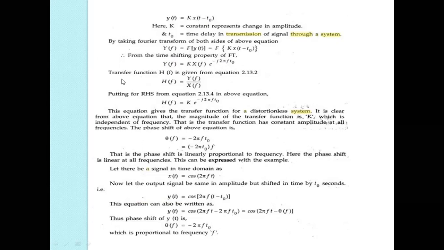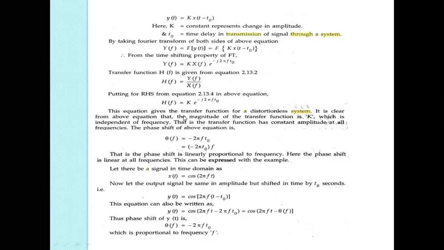Okay, my dear students. The transfer function H of f is given by the equation H of f is equal to y of f by x of f. Cross multiplying and substituting the y of f we got here, the function H of f is equal to k into e power minus j 2 pi f into t naught.